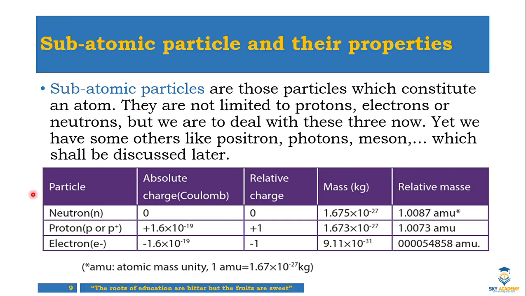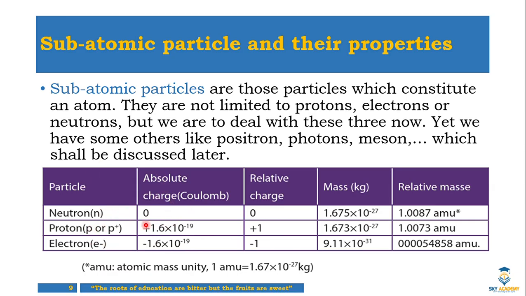Yes, here we have the particles, neutron, proton, and electron, and their representation. We have absolute charge, relative charge, mass, and relative mass. Here the neutron, with symbol n, has an absolute charge of 0. We have seen that a neutron doesn't have a charge. It doesn't have a charge, which means it is 0, and the relative charge is also 0. Then the mass. Yes, let's first look upon the absolute charge and the relative charge.